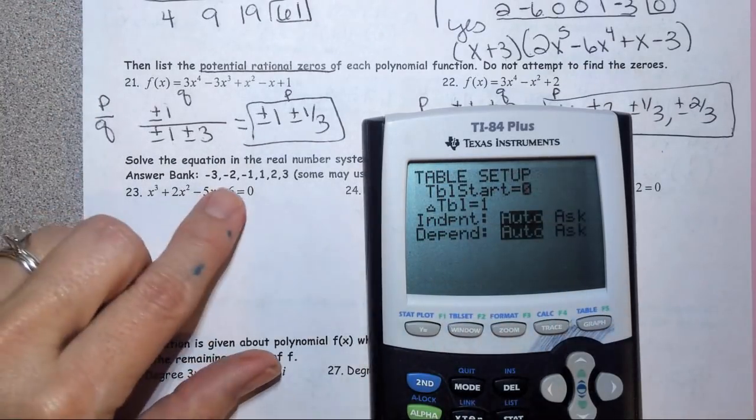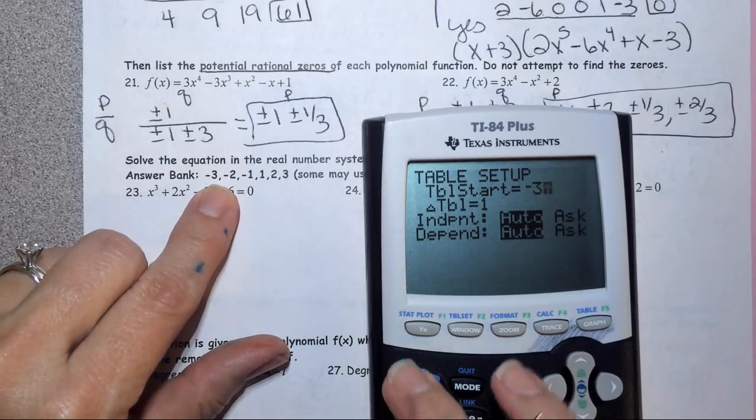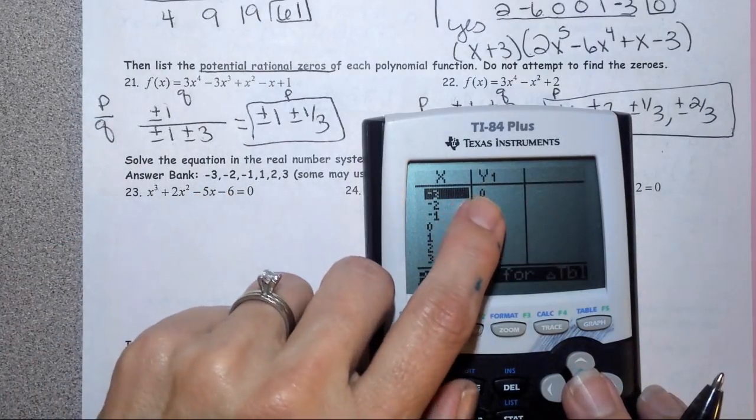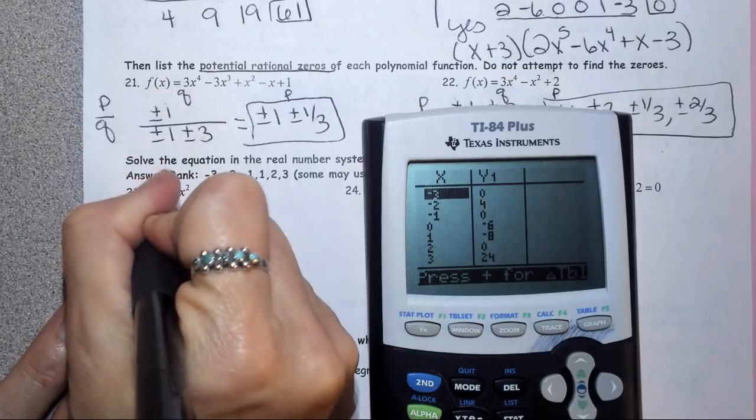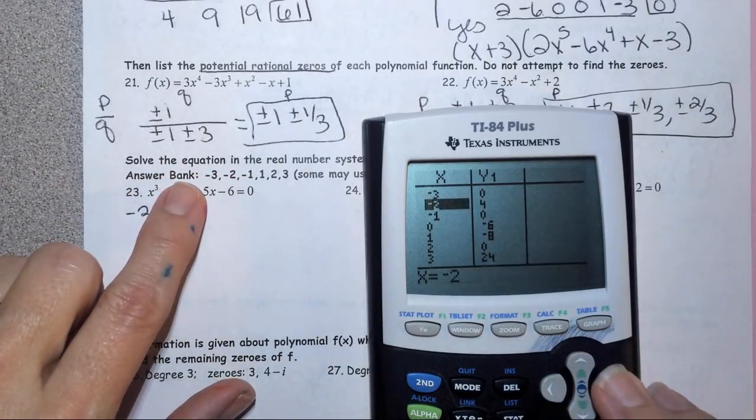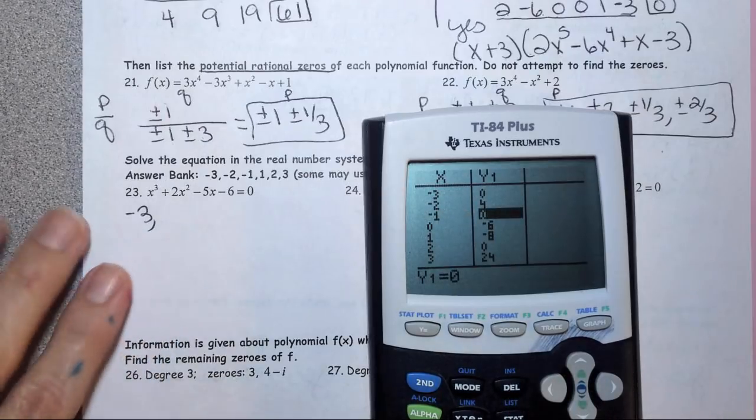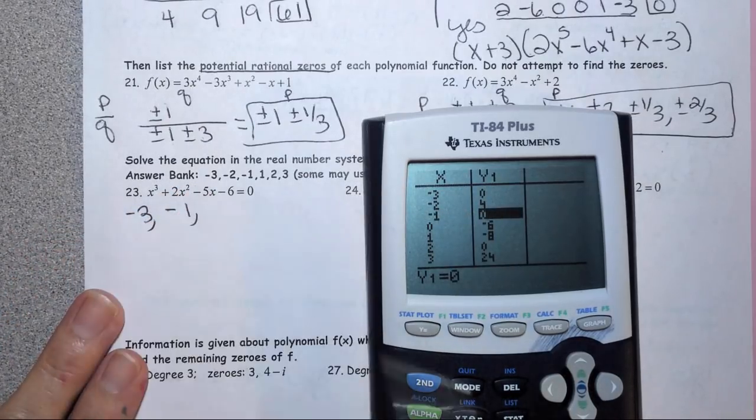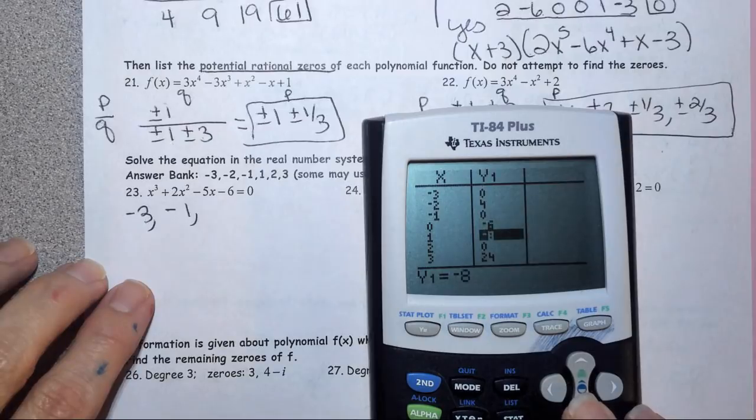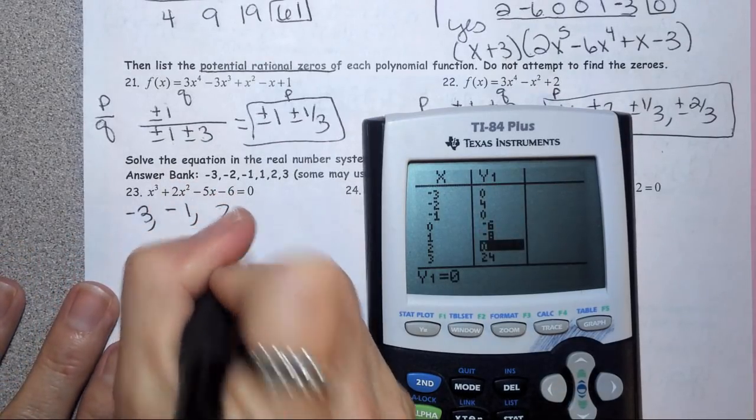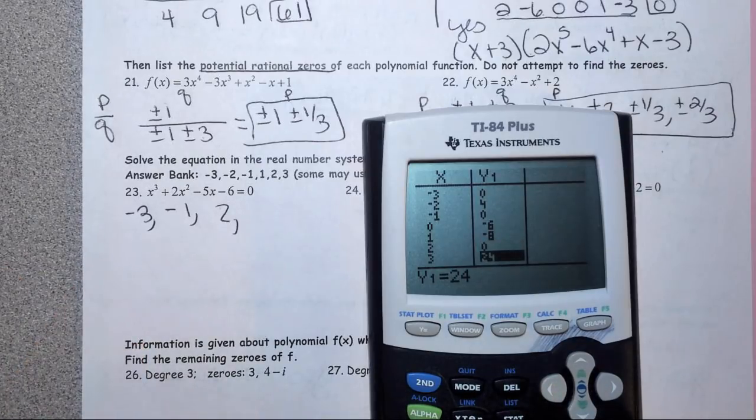So I'm going to start my table at -3. At -3, y equals 0. That means that's one of my answers. At -2, y equals 4. Not it. At -1, my y equals 0. So my other answer is -1. At 1, y equals -8. At 2, y equals 0. And at 3, y equals 24.